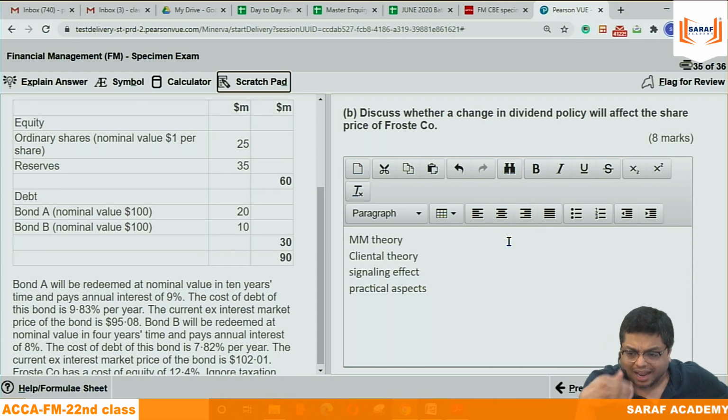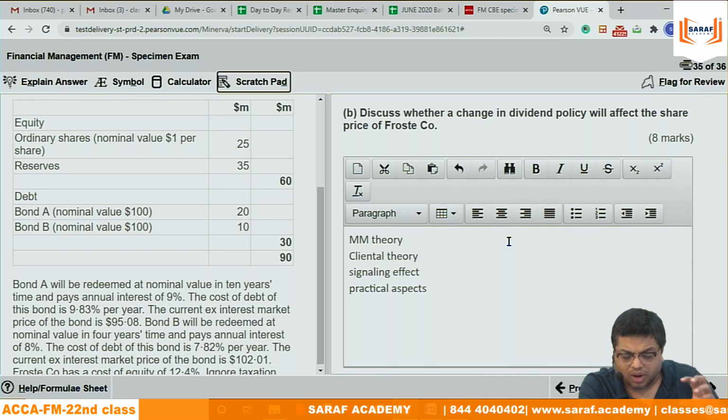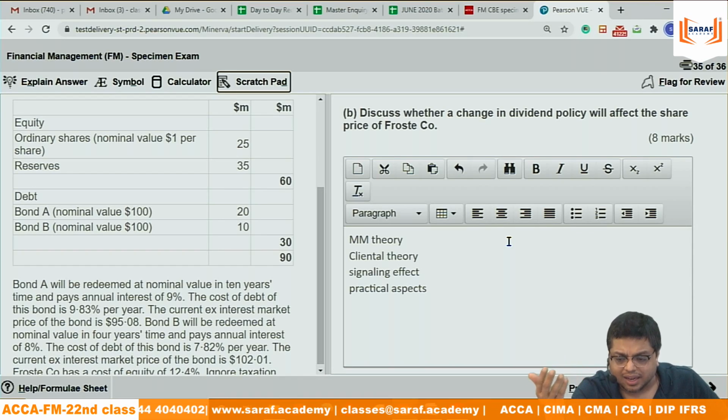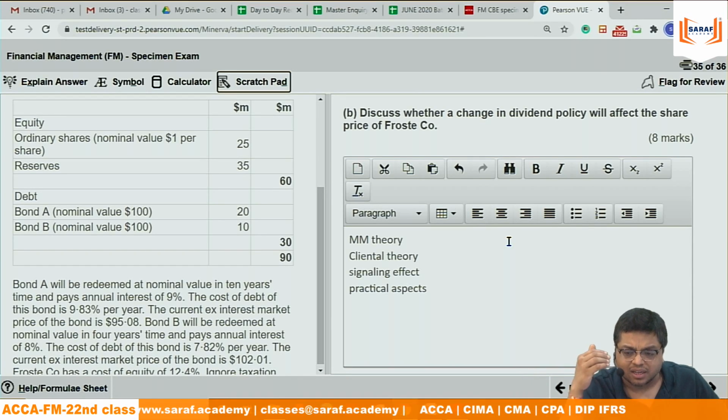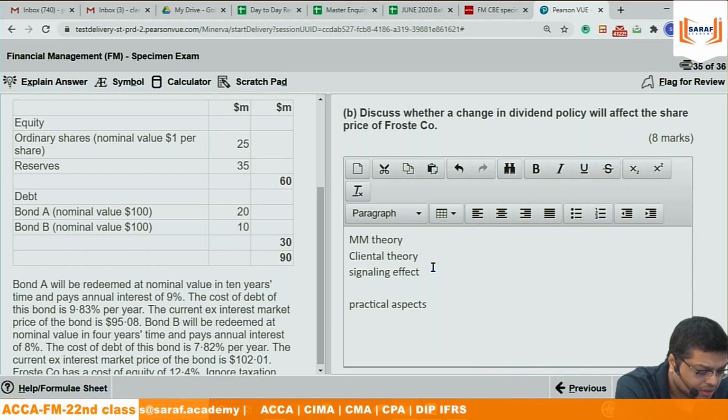See, I am saying that in the exam hall, I need to write how a change in the dividend policy will affect the share price. For a change in the dividend policy affecting share price, I need to have technical knowledge: MM theory, clientele effect, signaling effect, bird in hand view theory. There are many theories.